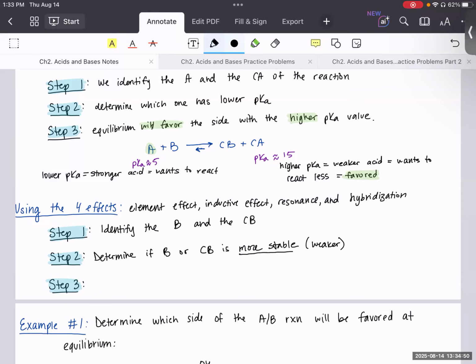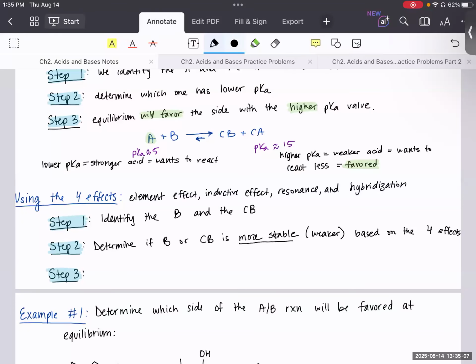So we're going to determine if the base or the conjugate base is more stable based on the 4 effects. So we're going to compare the structures, determine which effects are relevant, and determine if that makes the base or the conjugate base more stable. And then for step 3, we're going to say that equilibrium favors the side with the weaker base.